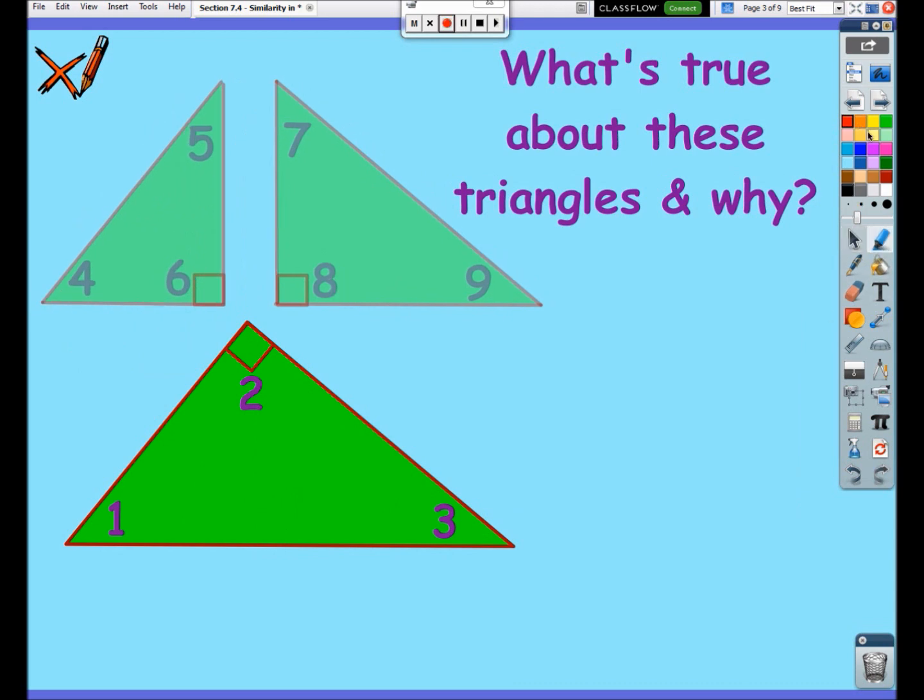And we've been talking about similarity this chapter, and we have three shortcuts to prove triangles are similar. We have angle-angle similarity, side-angle-side similarity, and side-side-side similarity. And we're going to need to discuss how these three triangles are all similar to each other.